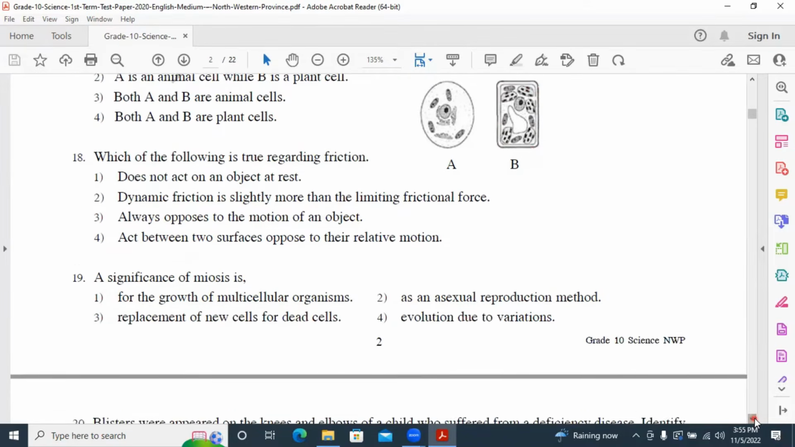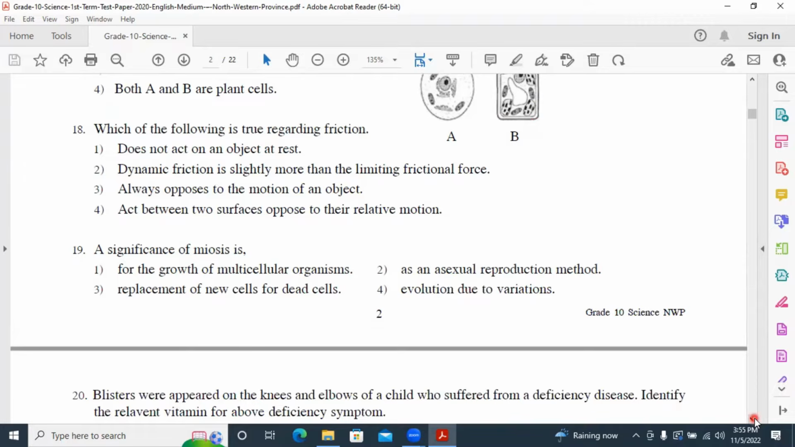18. Which of the following is true regarding friction? Does not act on an object at rest. It is incorrect. We know the static frictional force is acting when the object is not moving. Dynamic friction is slightly more than the limiting frictional force. No, it is slightly less than the limiting frictional force. Always opposes the motion of an object. It is correct. And the next one, acts between two surfaces opposed to their relative motion. It is also correct. So answer number 3 and also number 4 are correct answers.